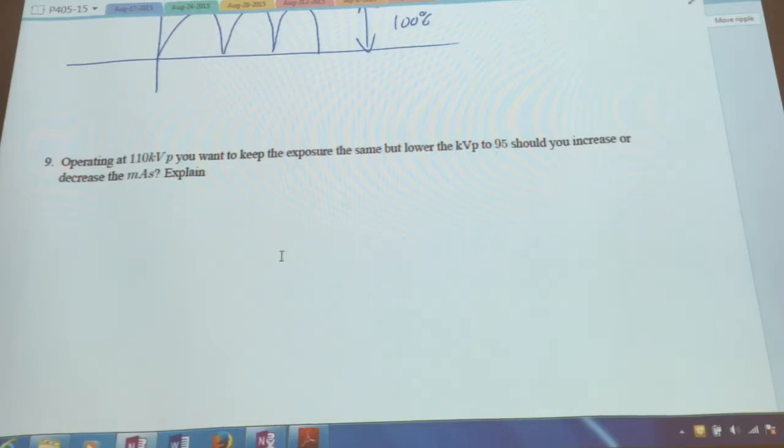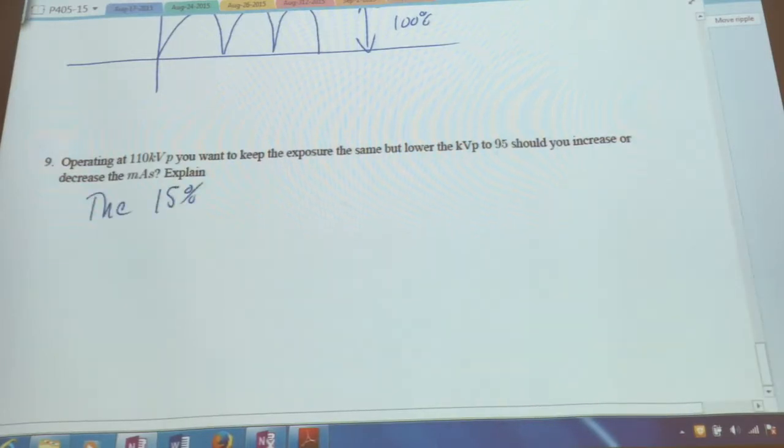Number 9. Operating at 110 kVp. You want to keep the exposure the same, but lower the kVp to 95. Would you increase or decrease the MAS? Increase. I didn't spell it out in the question. I was hoping you would recognize the 15% rule. You're going from 110 to 95, that's approximately a 15% decrease. So a 15% decrease in the kVp would cut your number of photons down by half. So when you decrease kVp, you're cutting down the MAS as well.